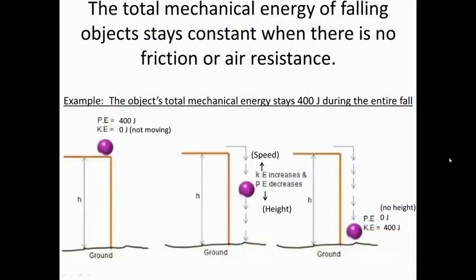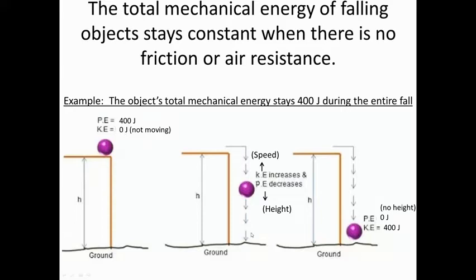So now it's time to put some numbers into this. What we have here is an example of an object falling. Now we've got no air resistance, so the mechanical energy is going to stay the same. It's going to be conserved. So we've got 400 joules of potential energy based off the height of the object and how massive it is, but it's not moving at the top, so the kinetic energy is 0.